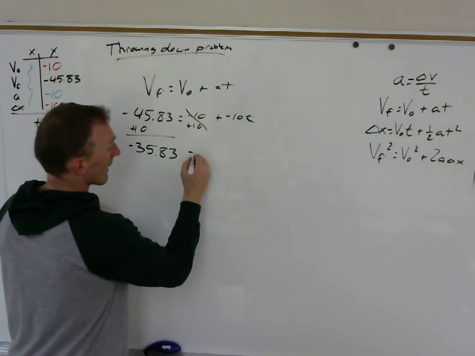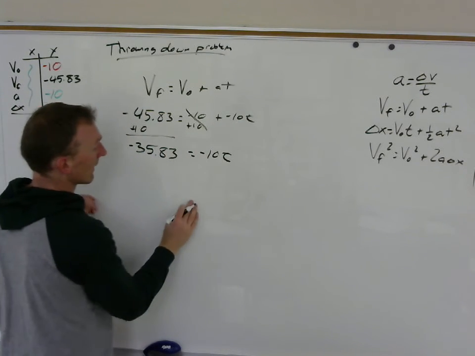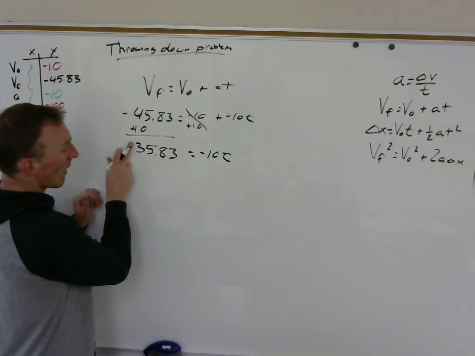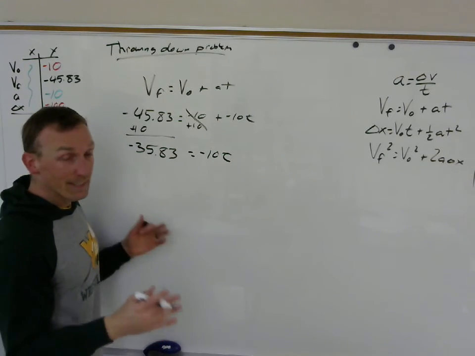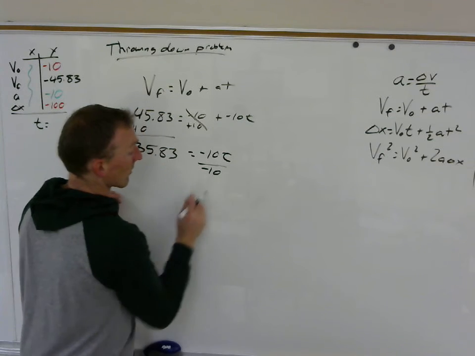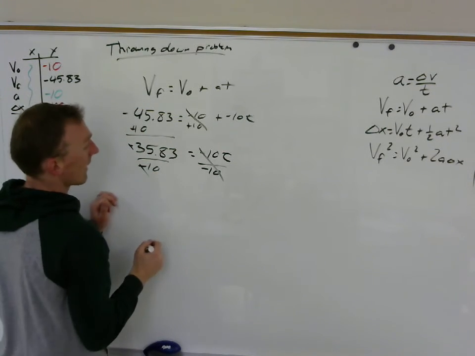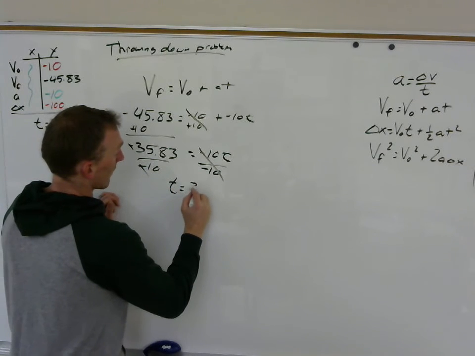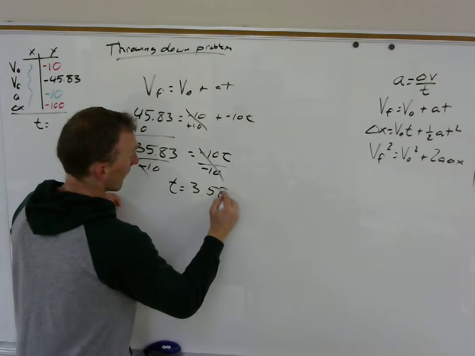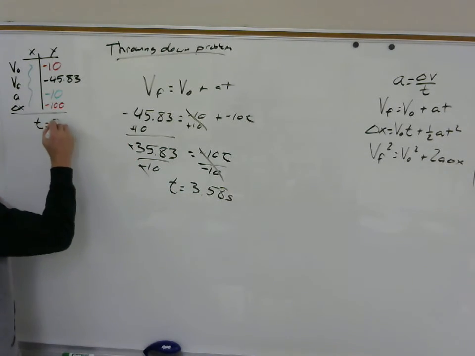And we're going to also find that if it equals negative 10t, if I divide by a negative when it was a positive, I get a negative time, which we can't get. So it means I missed a sign somewhere. Divide by negative 10 on both sides. All right, the negatives cancel. And then my time is 3.58 seconds.